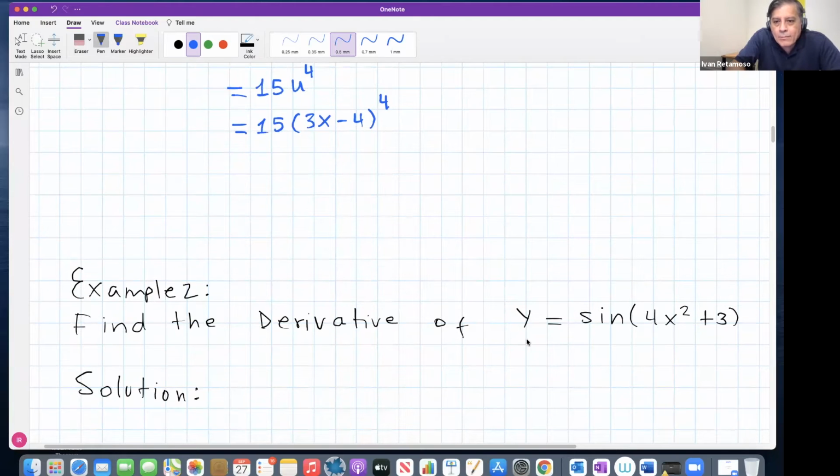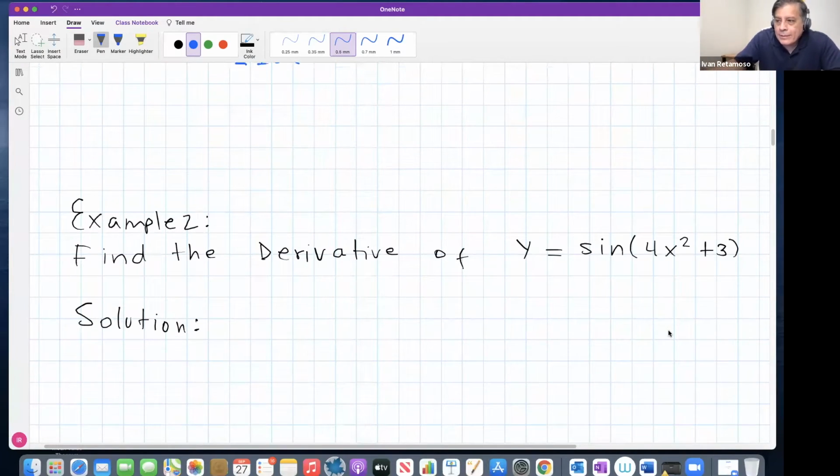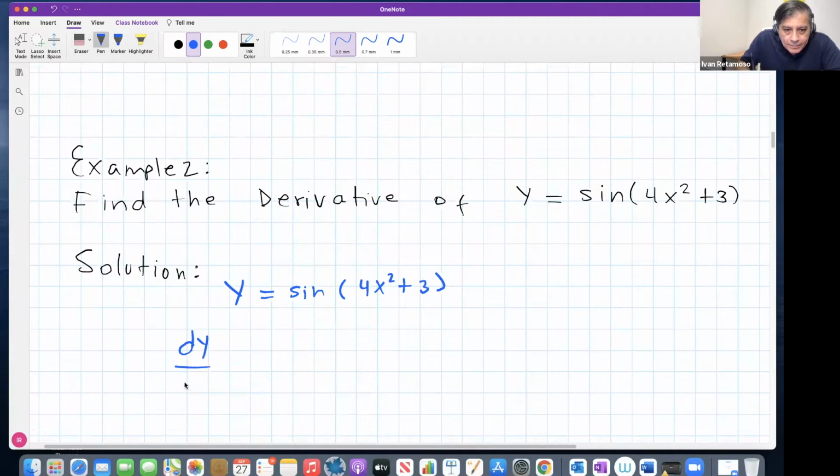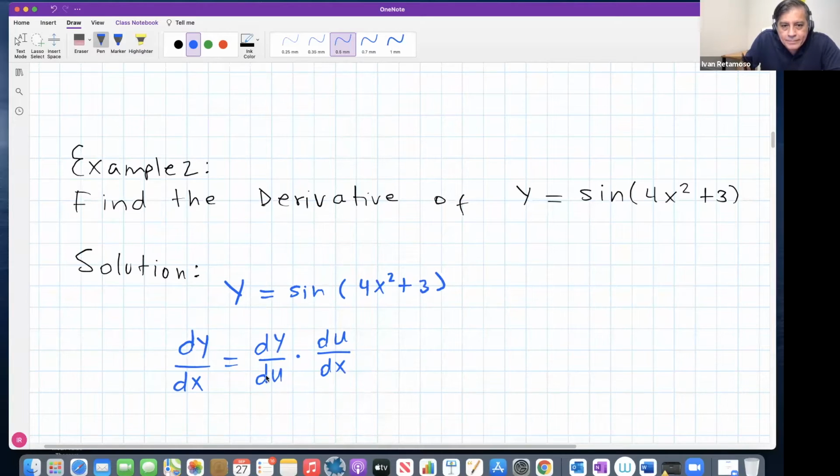Find the derivative of y equals sine of 4x squared plus 3, a composite function again. Solution using the first form of the chain rule. Here I have y equal to sine of 4x squared plus 3. I write out the chain rule in its first form: dy dx equals dy du, the derivative of y with respect to u, times the derivative of u with respect to x.